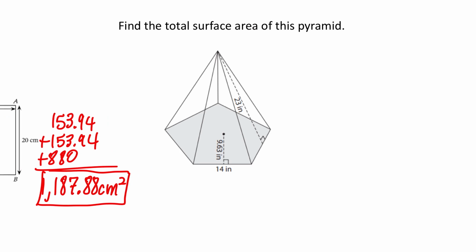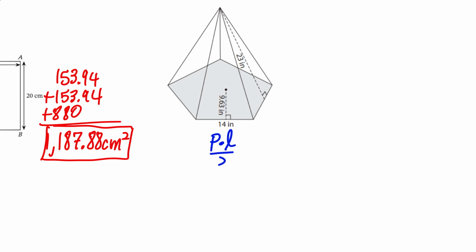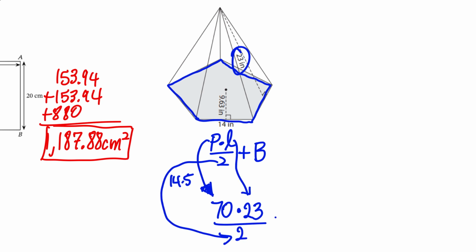All right. For this one, total surface area of a pyramid, the formula's on the front. It is P times L divided by 2 plus B. Okay, so remember P is perimeter of the base. So for perimeter of the base, I'm going to add 14 plus 14 plus 14 plus 14 plus 14. So in other words, I'm doing 14 5 times, which is going to be 70. The slant height is actually given to me right there. I don't have to do anything for that. It's just 23. Okay, divided by 2, and then plus B.